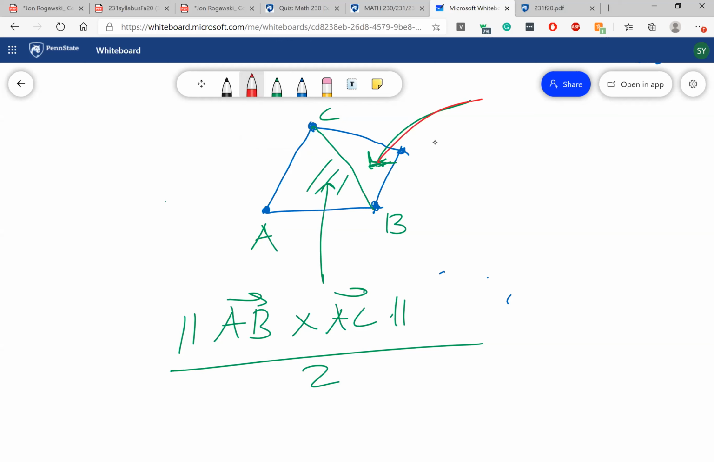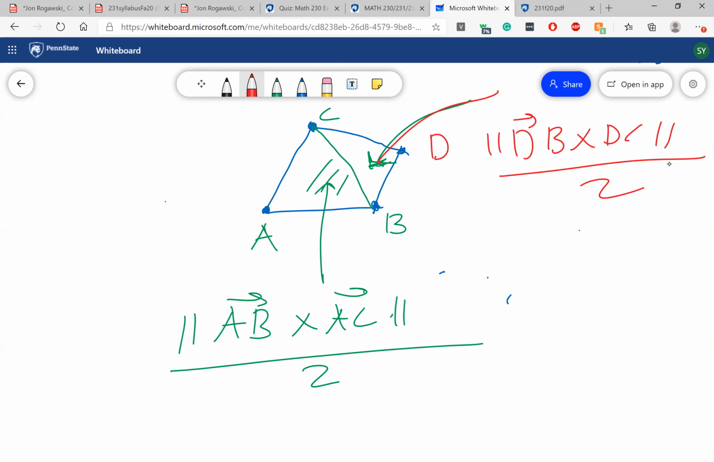Similarly, let's say this is D. So the area is going to be, let's call it, DB cross DC, magnitude over 2. And then you add these. Okay.